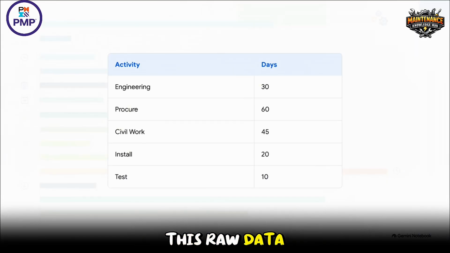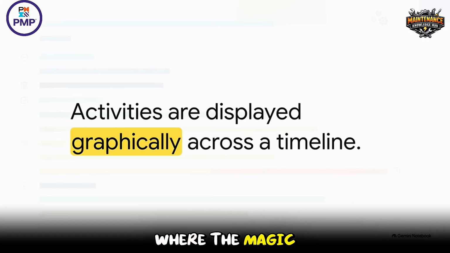Now, looking at this raw data, sure, you can read the numbers, but you can't really feel the schedule. You don't know off the top of your head when civil work overlaps with procurement, or just how far out commissioning really is. Right now, it's just flat data. But here is where the magic happens.